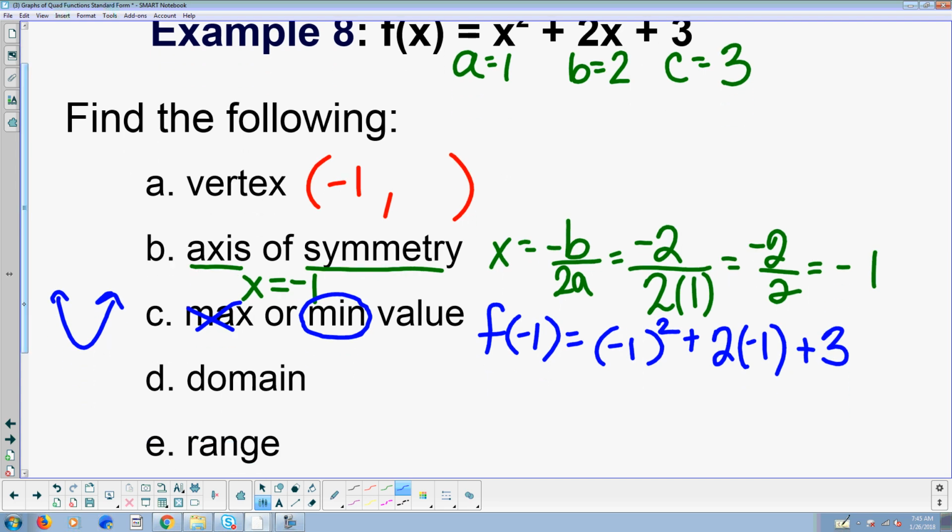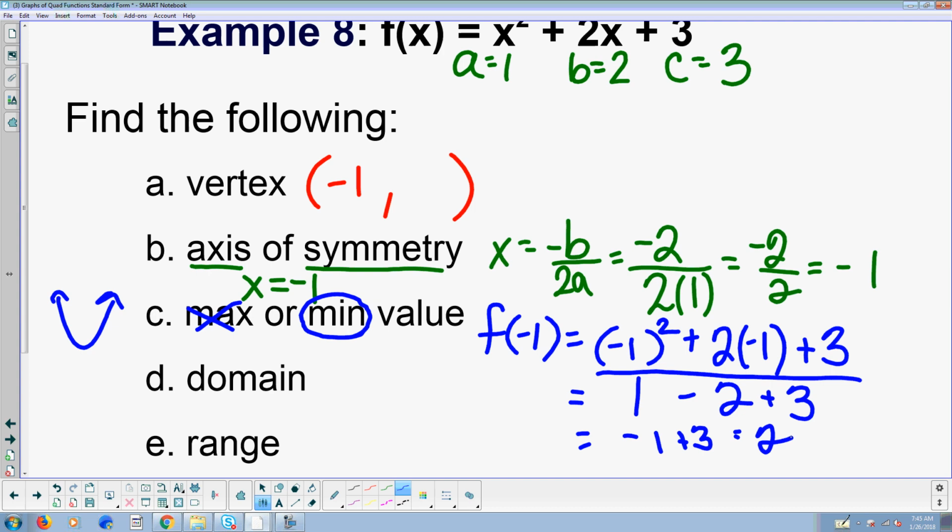Okay, you can type this entire line in a calculator or evaluate with the order of operations. Negative 1 squared is 1. 2 times negative 1 is negative 2. And then we're adding 3 to that. 1 minus 2 is negative 1. And negative 1 plus 3 is 2. So our minimum value is 2, which is also our y-coordinate of the vertex.